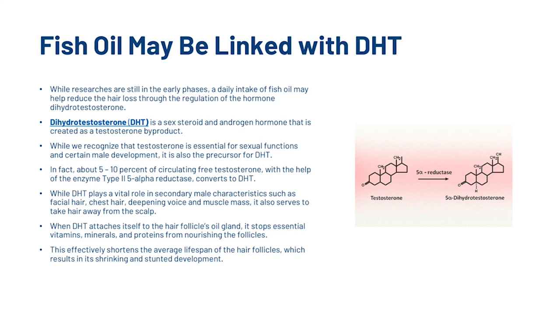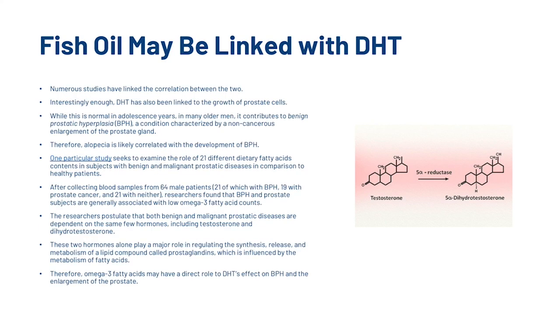When DHT attaches itself to the hair follicle's oil gland, it stops essential vitamins, minerals and proteins from nourishing the follicles. This effectively shortens the average lifespan of the hair follicles, which results in its shrinking and stunted development. Now, numerous studies have linked the correlation between the two.